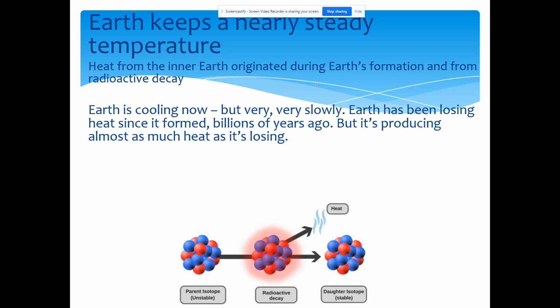Where is this inner heat coming from? Okay, inner heat inside of the Earth is actually coming from a reaction called radioactive decay.